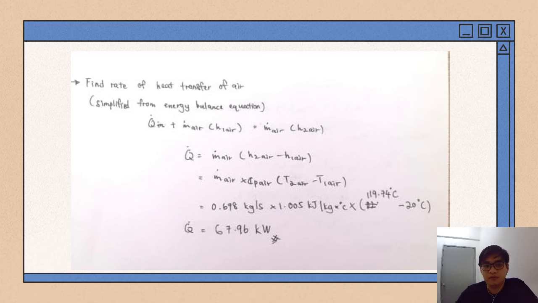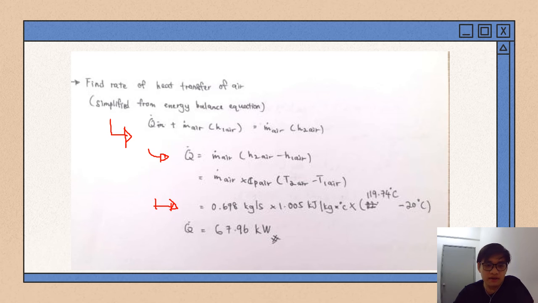After obtaining both the mass flow rate of air and its outlet temperature, we can now find the rate of heat transfer of air. By using the energy balance equation, we simplified it into this, which is Q in plus mass flow rate of air multiplied with the inlet enthalpy of air equal to the mass flow rate of air multiplied with the outlet enthalpy of air, and we rearrange it into this, and we fill in all the values here.